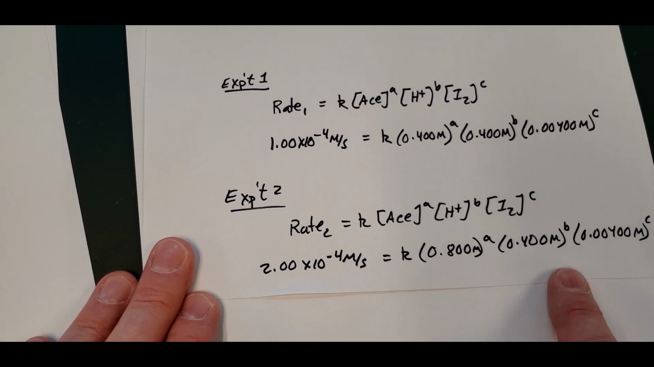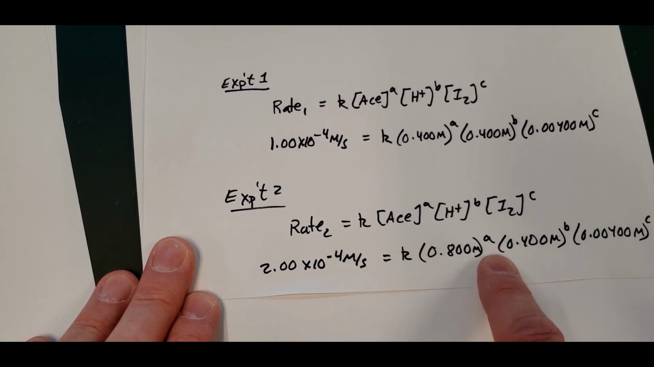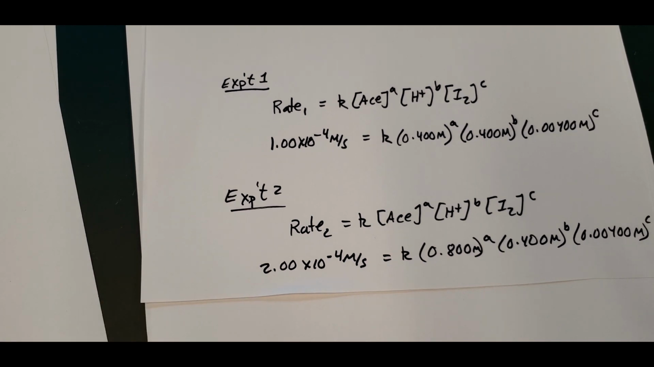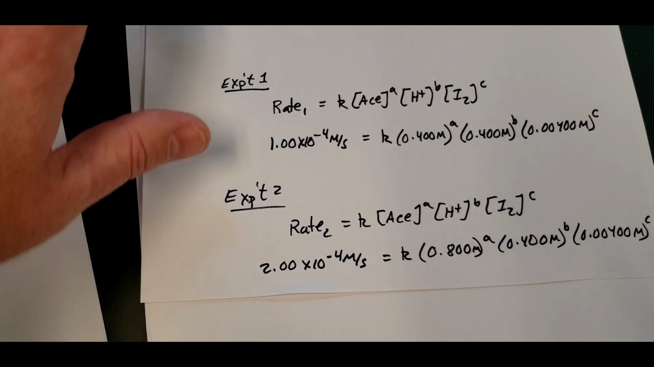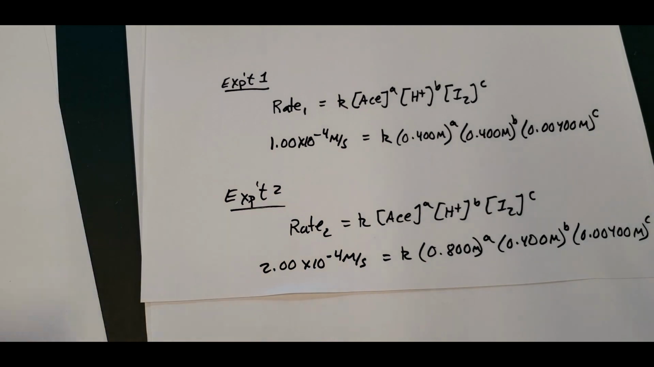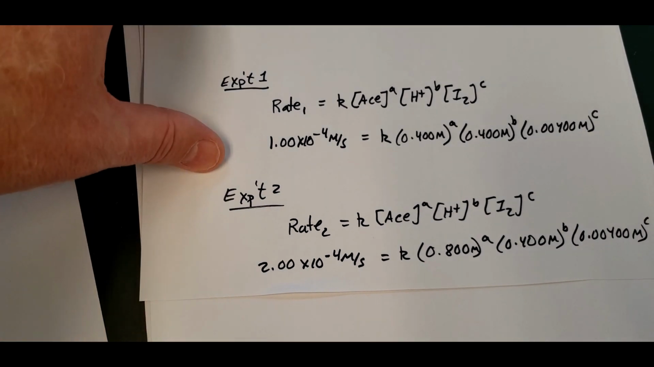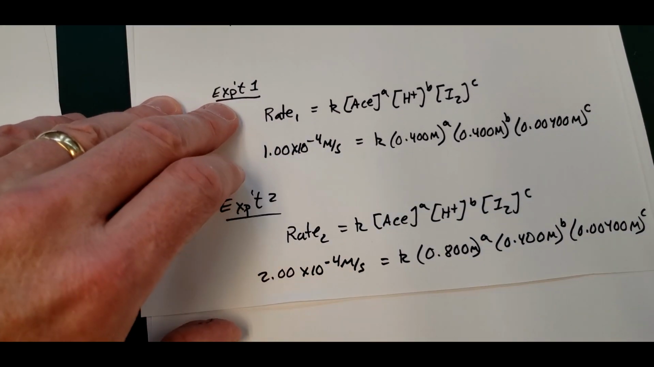So we know a lot, but we're missing the value of K. We'll find that at the end. We're missing the values of A, B, and C. So this is an initial rates method problem. If we have experiments 1 and 2, we can find the first order of reaction, A.